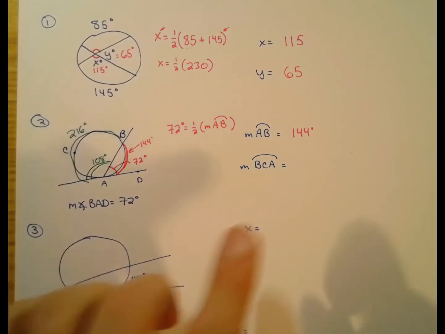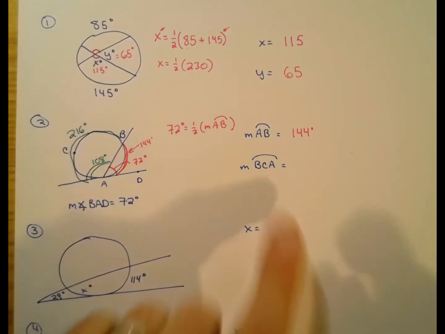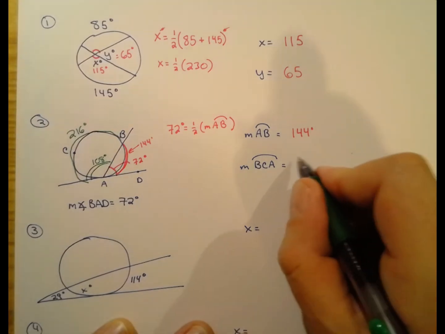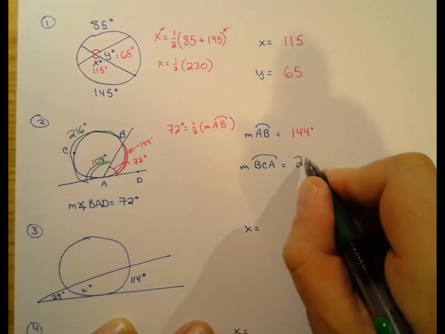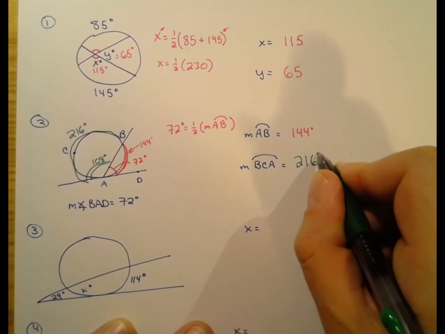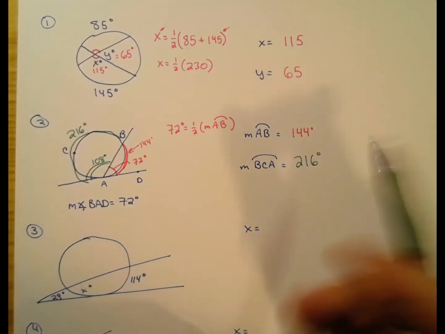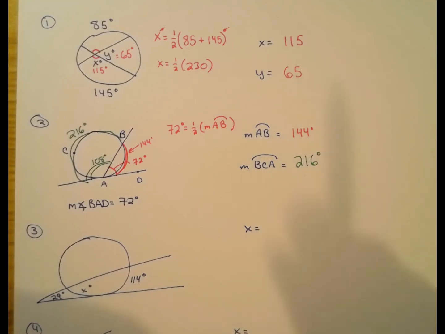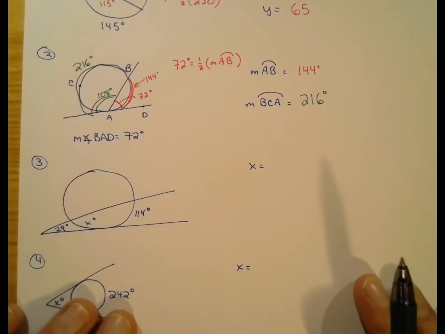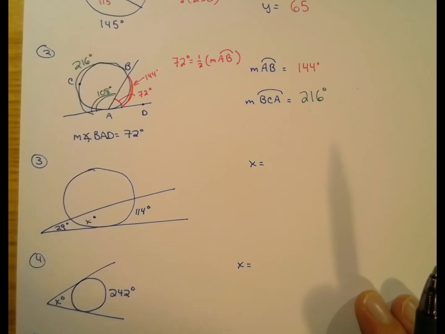Or the other way we can do it to also give us the same 216 is the major arc and the minor arc together must add to be 360. So you can just take 360 minus 144 and get 216 that way. So a couple of ways you can think about it and you get the same answer because math is awesome.